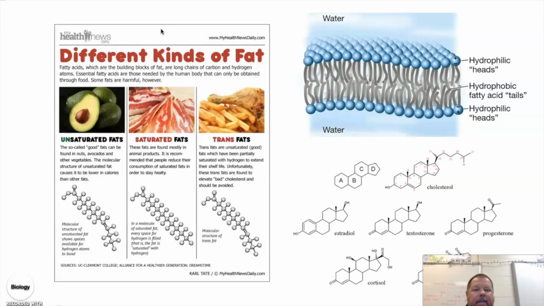Here we can take a look and compare all the different types. Remember, these are our triglycerides, unsaturated and saturated fats. These are our phospholipids, which build our biological membranes. And then these are our sterols, which are used as chemical messengers.